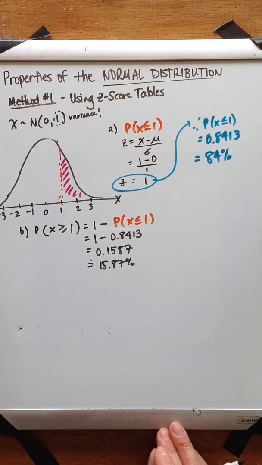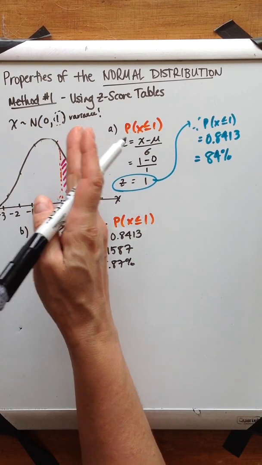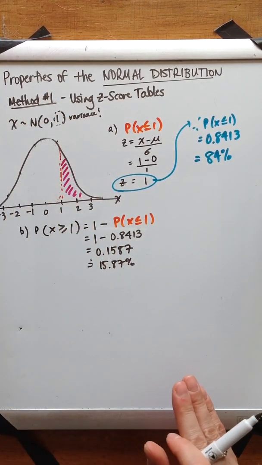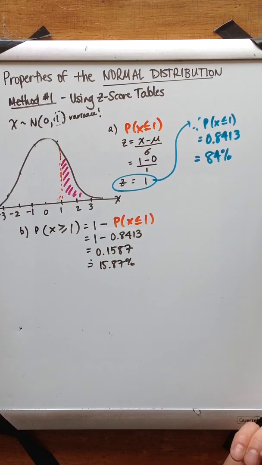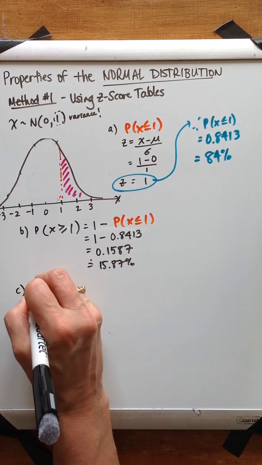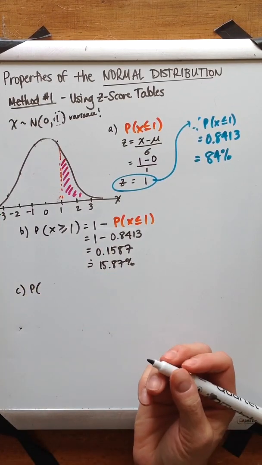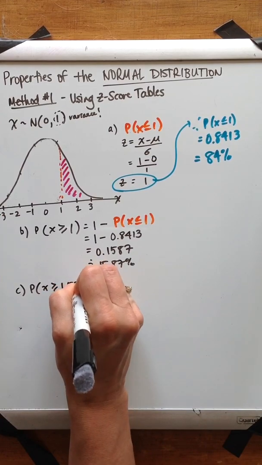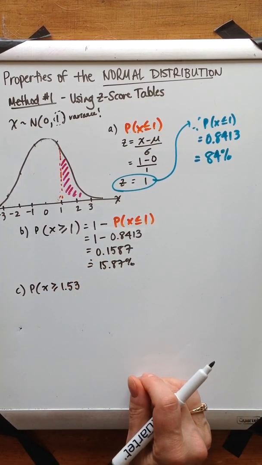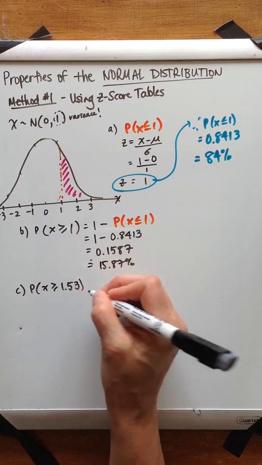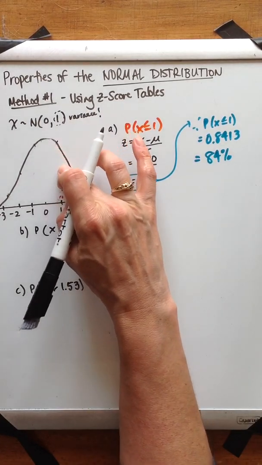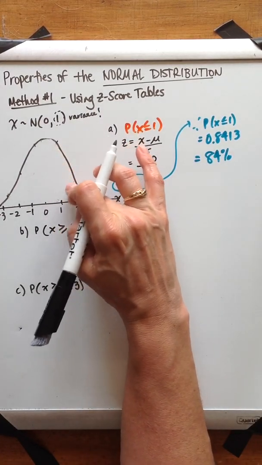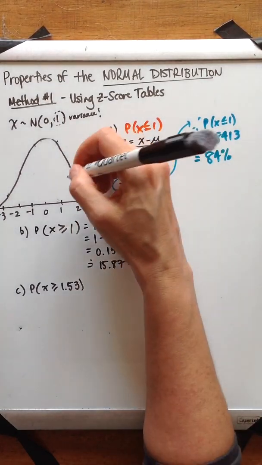Okay, so we can use these probabilities to look at sections that are exactly on standard deviations, but what about sections that are not exactly on standard deviations? So what if I said to you, what's the probability of having a value of x, or a data point, that's greater than 1.53? Okay, well, 1.53 would mean that I'm looking at something like this.